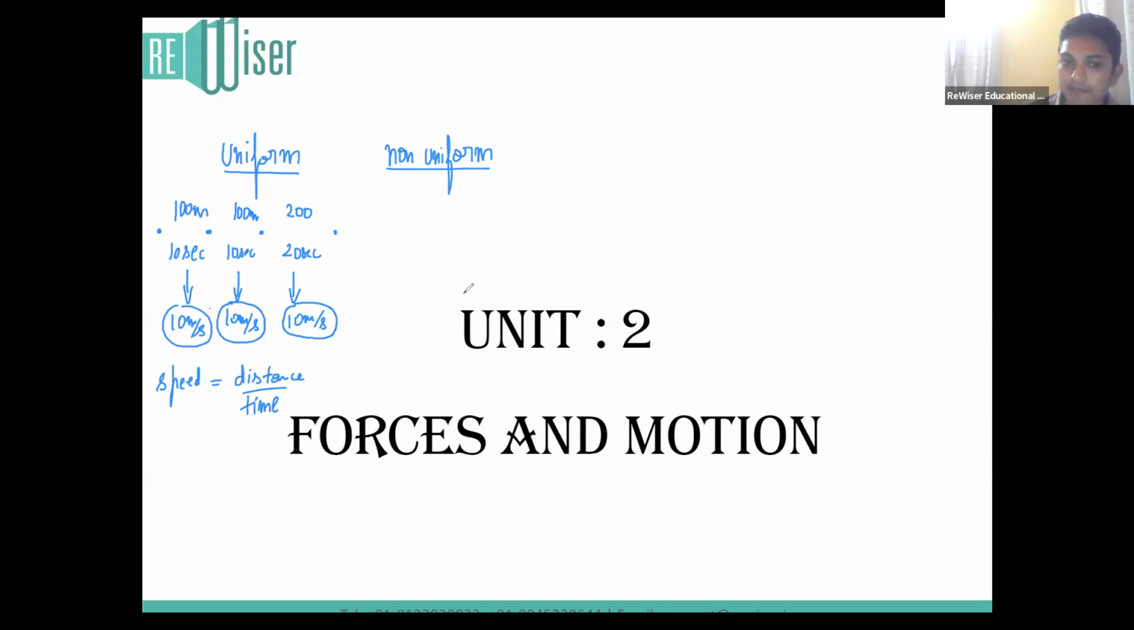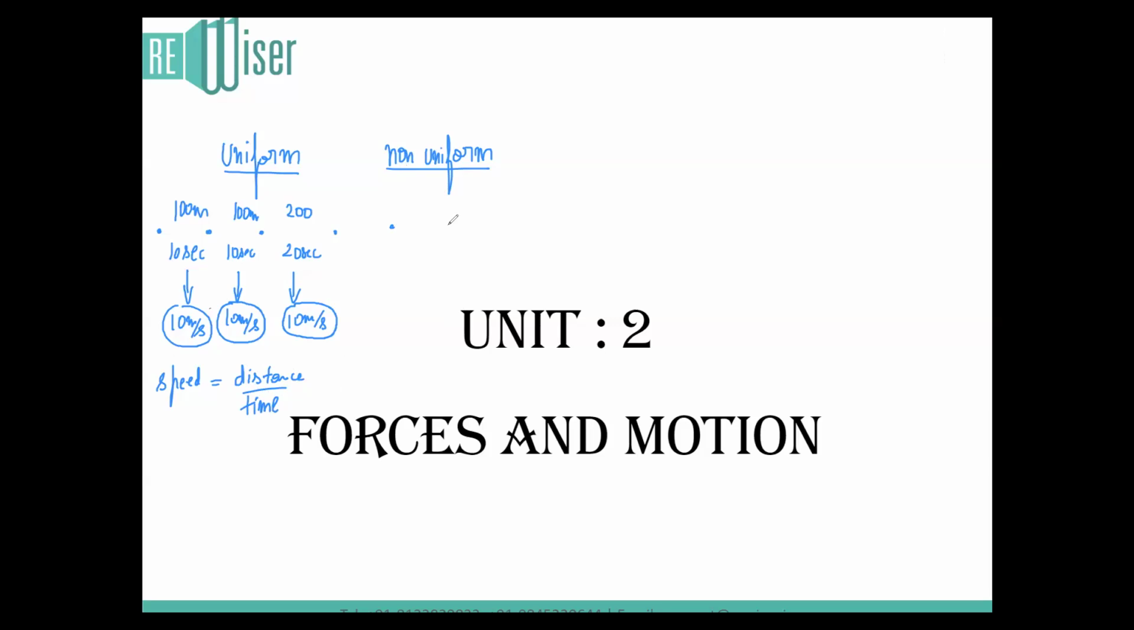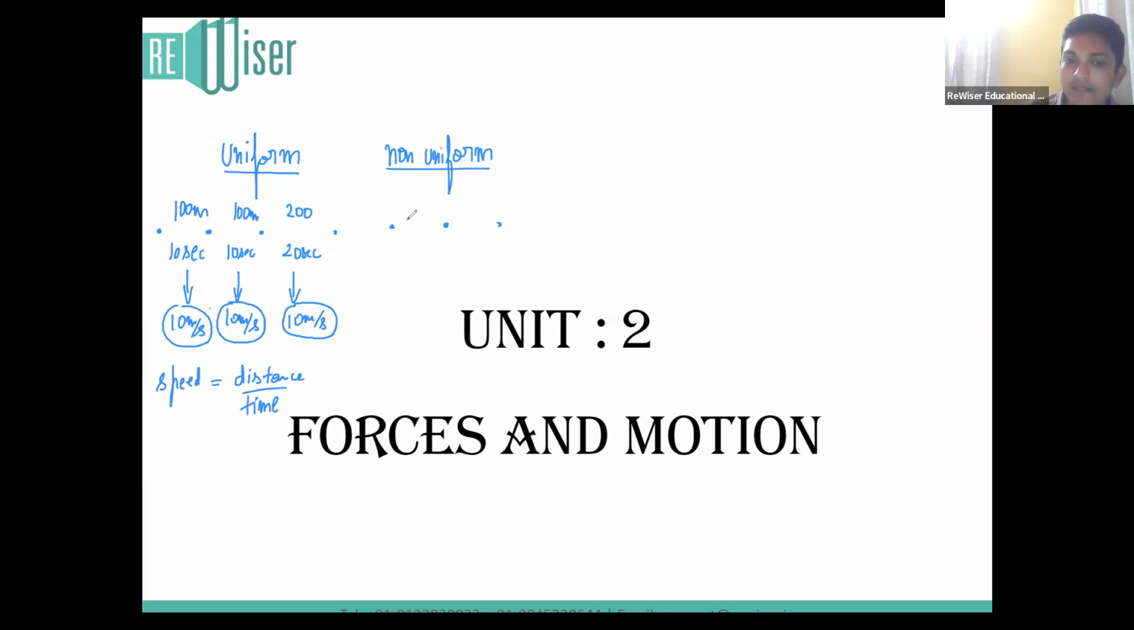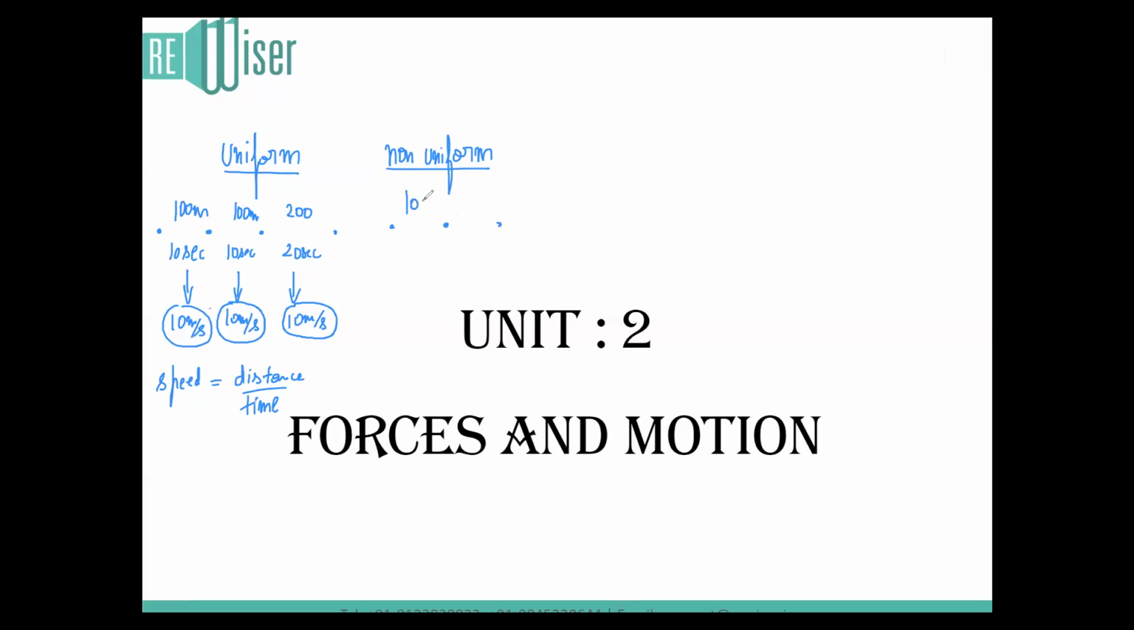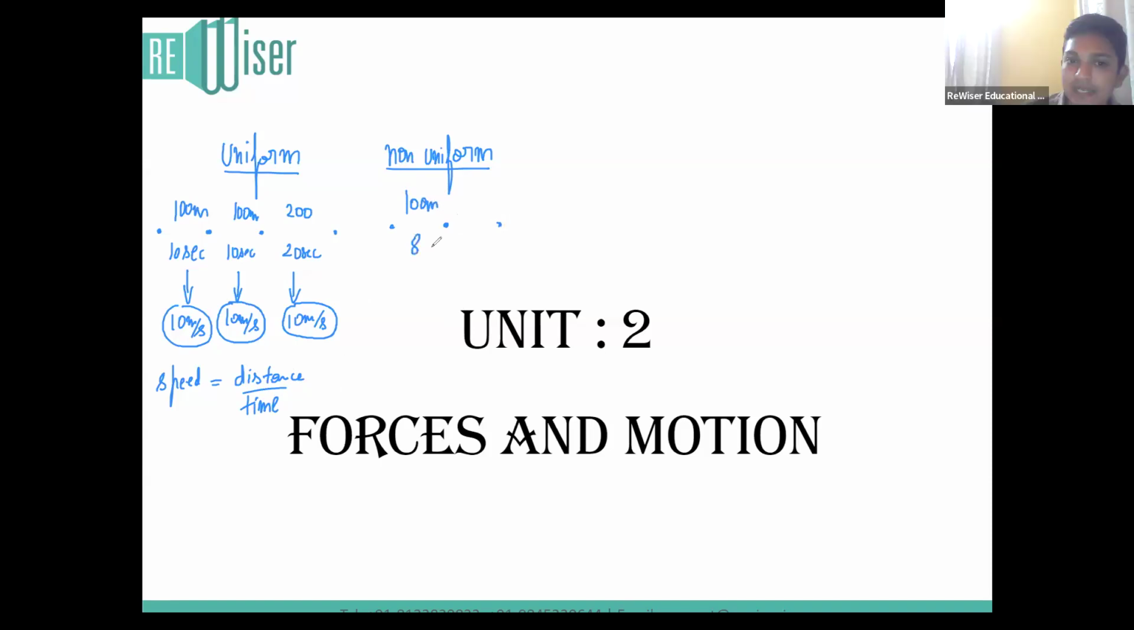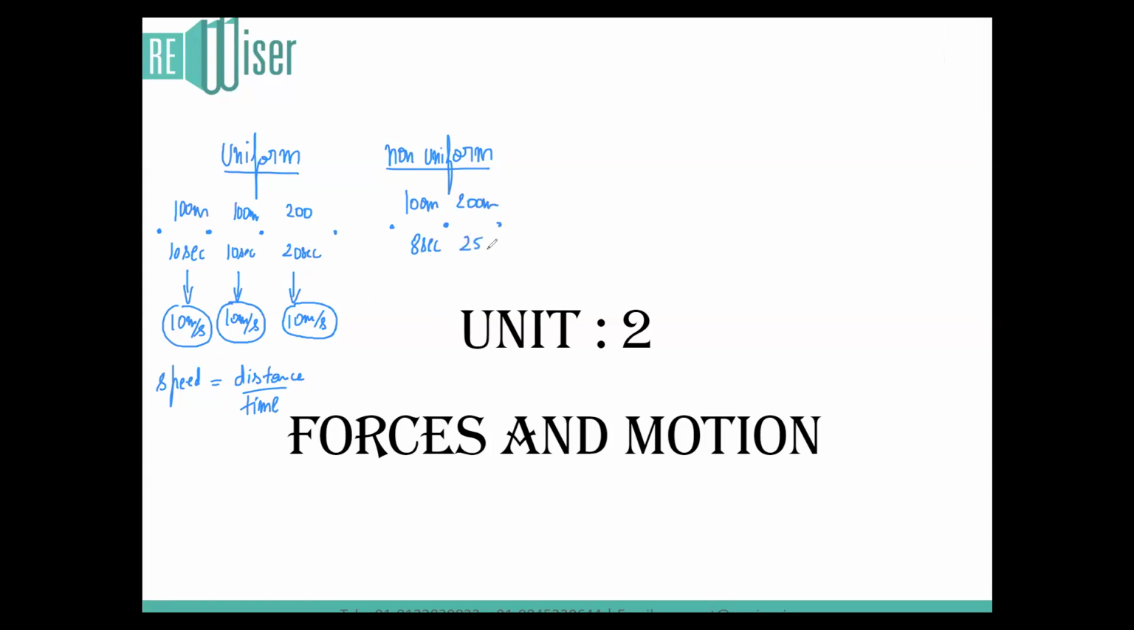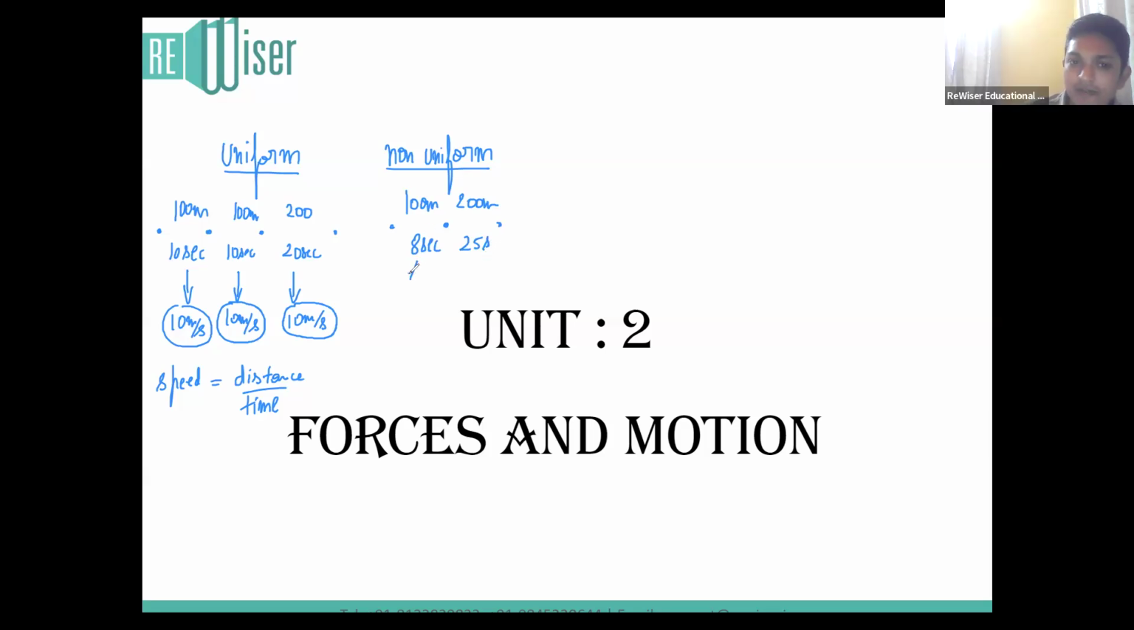It does, but only in those instants or intervals. For example, in the first interval, it covers 100 meters, let's say in 8 seconds. And then it covers 200 meters in, let's say, 10 seconds, or 25 seconds, any amount of time. First interval, what is the speed?